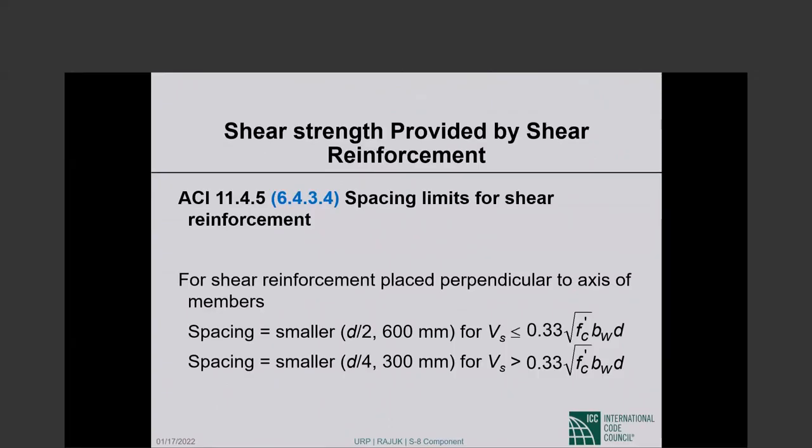Spacing limits for shear reinforcement placed perpendicular to the axis: as long as V sub S is less than or equal to 4 square root of f sub c prime, the maximum spacing is d over 2 or 600 millimeters, 24 inches. Okay, I'm sorry, 600 is 24 inches. So as long as V sub S is less than or equal to 4 square root of f sub c prime, the maximum spacing is d over 2 or 24 inches. When V sub S is larger than 4 square root of f sub c prime, that goes down to d over 4, but never more than 12 inches. So that is the maximum spacing.